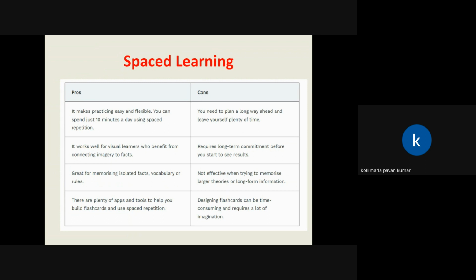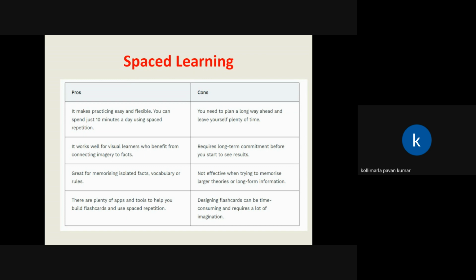The cons, that is the negatives, are that you need to plan a long way ahead and leave yourself plenty of time. The curriculum depends on this, and you need to spend a long time before the semester or the year begins. It requires a long-term commitment before you start to see results. We already discussed that effective teaching does not happen in a very short period. It is a long-term commitment, so you should be really committed to it.